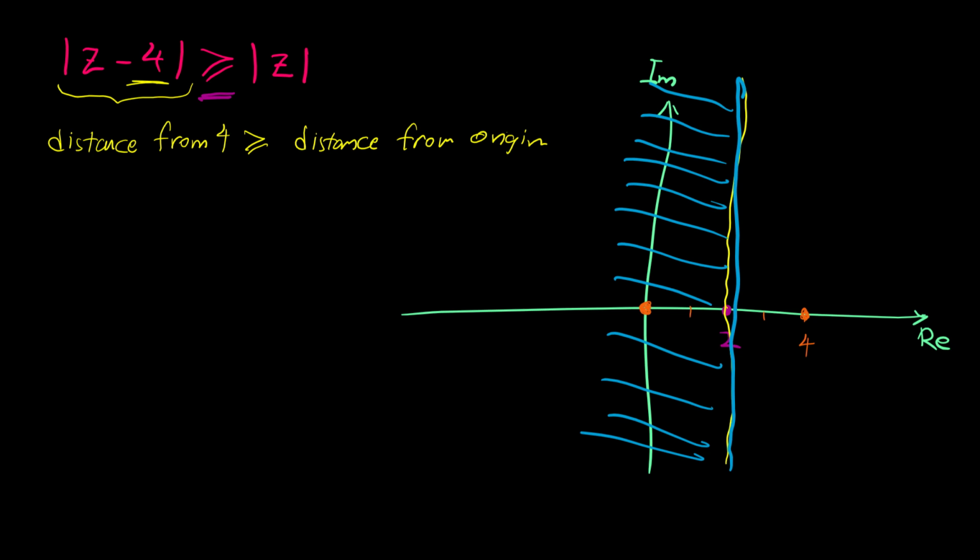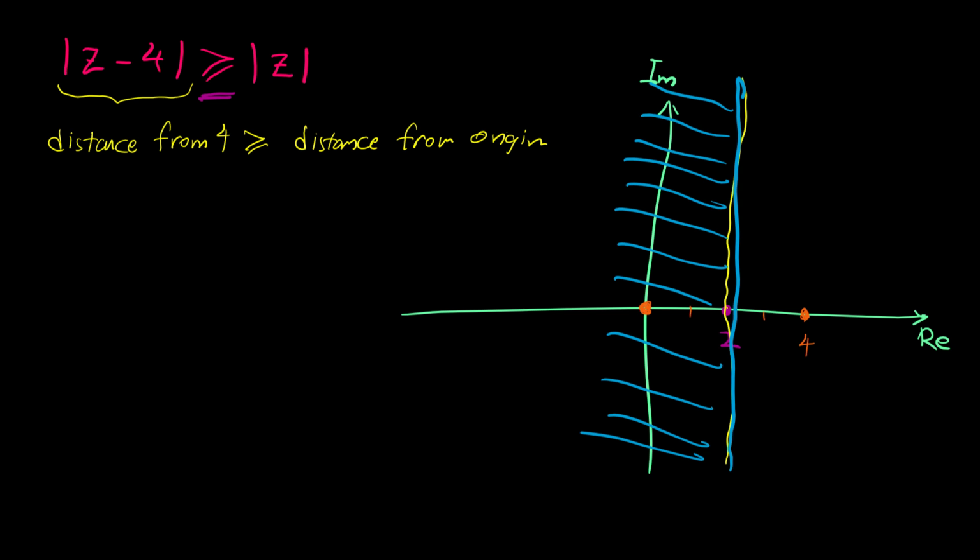Let me explain this again here. Consider, for example, a point on the left side of this vertical line. For example, let's say we consider this point here. It is obvious that the distance from 4 is this, which is obviously bigger than the distance from the origin. But we want a more concrete, better way to prove this. So here I want to give you a proof for this.